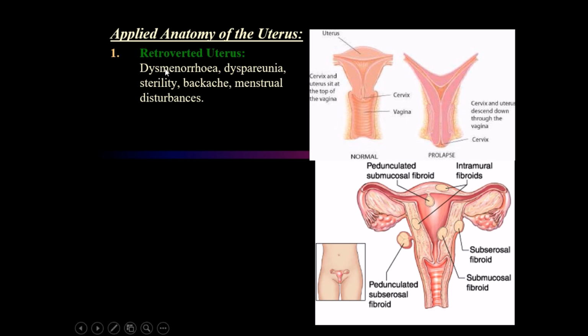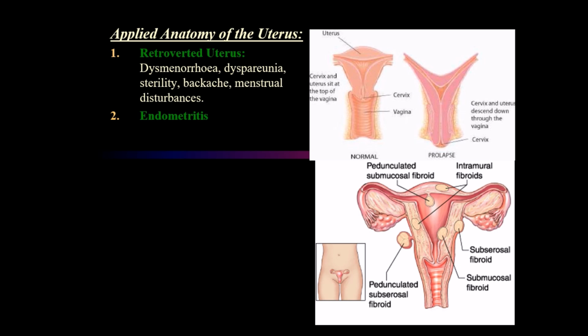That is, one is dysmenorrhea, which is a very common symptom, but they might not know the exact cause. This is one of the causes, retroversion of the uterus. Then dyspareunia, then sterility, as well as backache, which is again very common in the case of females, as well as menstrual disturbances. There might be many causes for all this, but one of the causes might be the retroverted uterus.